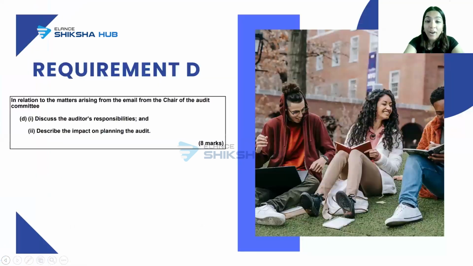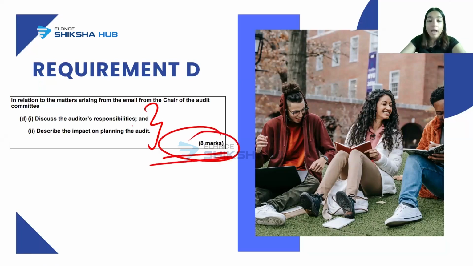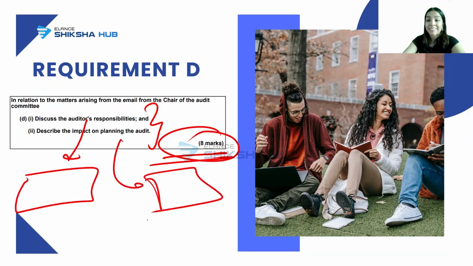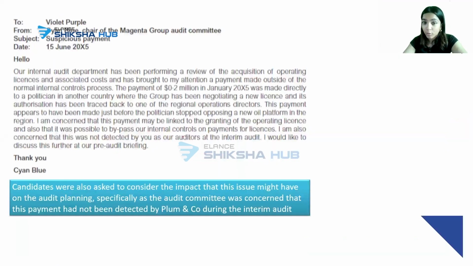Now, coming on to the final requirement, which was regarding discussing the auditor's responsibility and the impact on planning. Again, this was something new that has come up. 8 marks. Few students just kept on writing this. So make sure that you are dividing these marks, you are splitting these marks, and you are fulfilling both the requirements and answering both the questions.